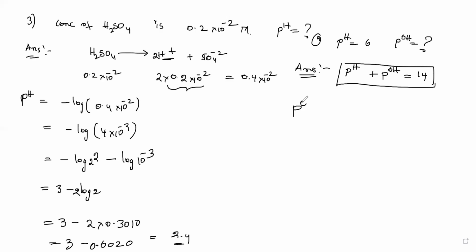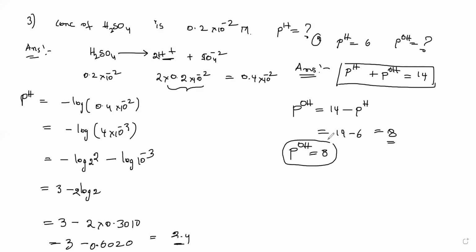That's why we get pOH equal to 14 minus pH. Here it is 14 minus 6, so we get 8. That's why the pOH of the given solution is 8. So if we know the pH, we can calculate the pOH. If we know the pOH, we can calculate the pH. This is the way to calculate the pH and pOH of a given solution.